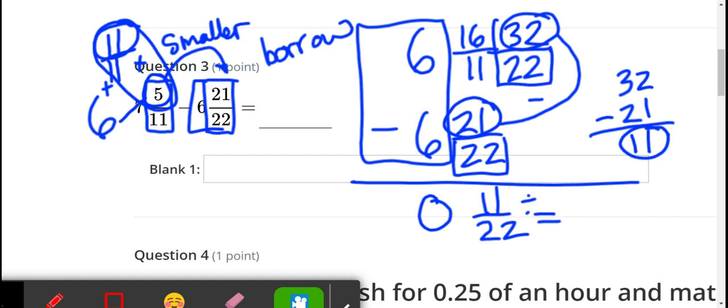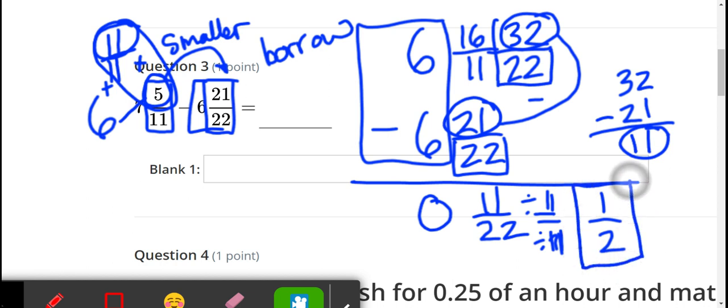And if we divide both of these by 11, all of this subtracts to 1/2. There is no whole number. We're left with 0. So the fraction left over after you subtract all of this is going to give us 1/2.